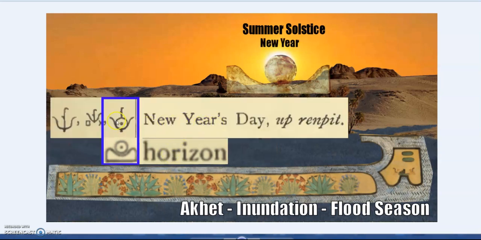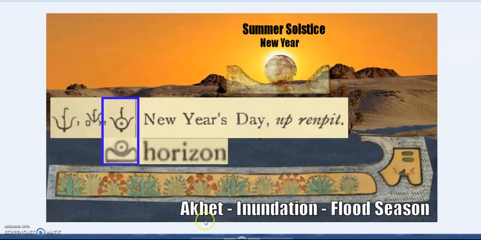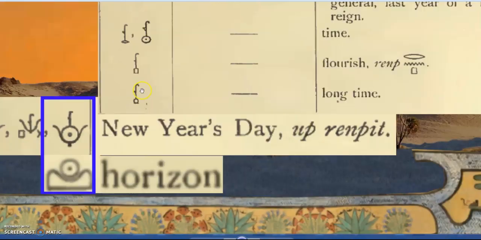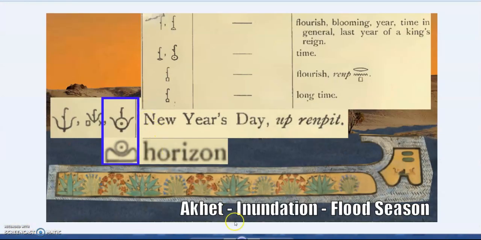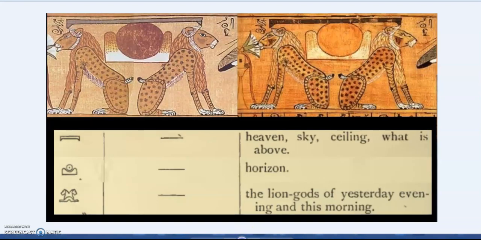New Year's Day, we see the same symbol between two mountains and the sun setting, and that little figure on top, where we can see to flourish, blooming year, time in general, or the last year of a king's reign. Again, time, flourish, or a long time. This symbol represents, more often than not, time. And so we see time, New Year's, the horizon, the flood cycle. New Year's Day literally is the solstice and the flood cycle.